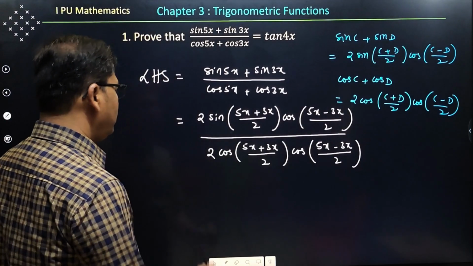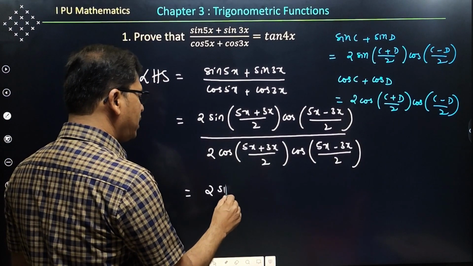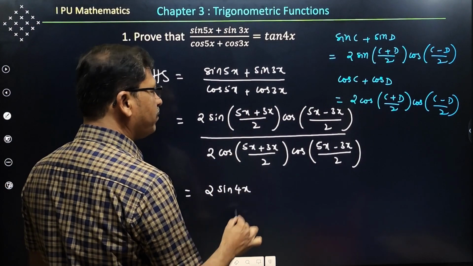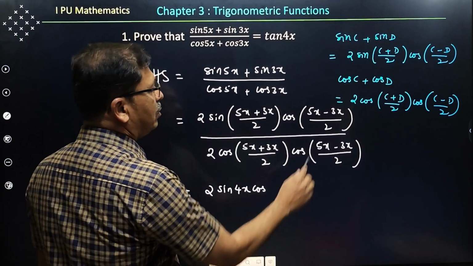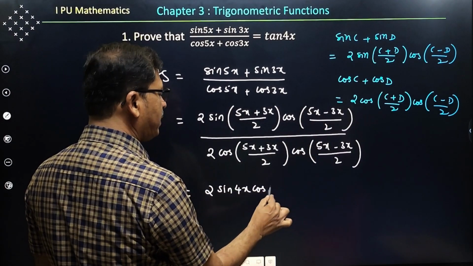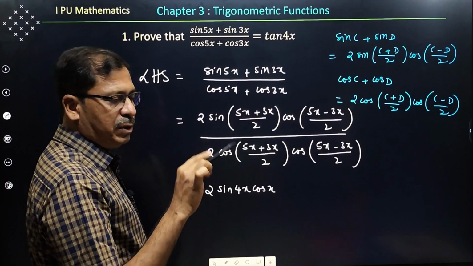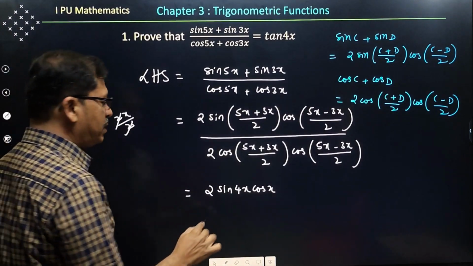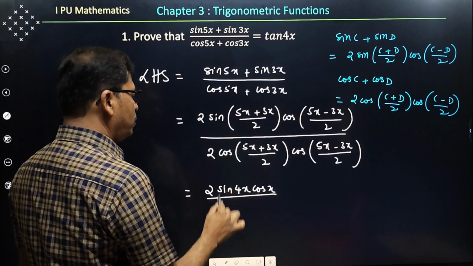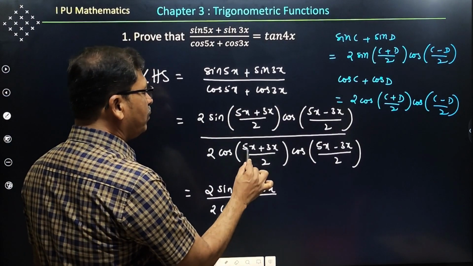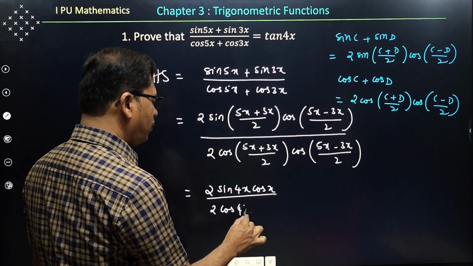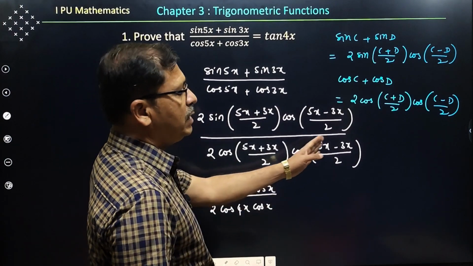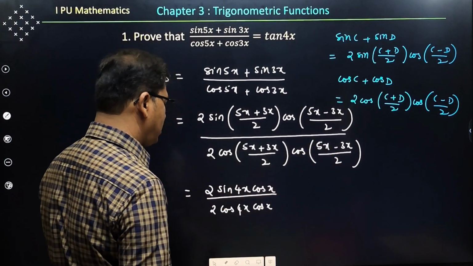Now what happens? This is equal to 2 into sin of (5 plus 3), 8x by 2, that leads to 4x. Next is cos of (5x minus 3x), which is 2x, and 2x by 2 is only x, the 2 cancels. Whole divided by 2 into cos of (5 plus 3), 8 by 2, so 4x. Similarly, this leads to cos x here: 5x minus 3x is 2x, 2x by 2, the 2 cancels, x remains.